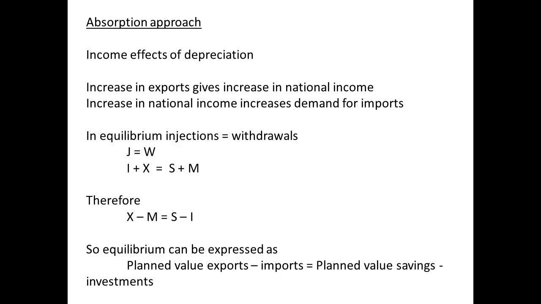An increase in exports will increase the national income, and this, in turn, will increase demand for imports. At equilibrium, we found earlier that injections equals withdrawals, when J equals W. Then, I plus X equals S plus M, or X minus M equals S minus I. So, at equilibrium, the planned value of exports less imports should be equal to the planned value of savings less investments.